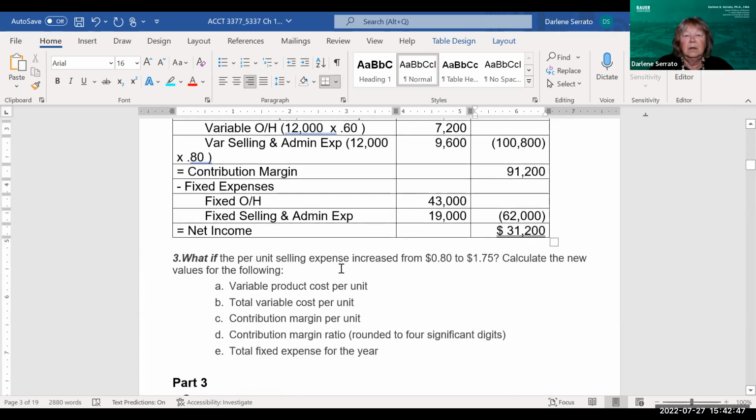Then, if selling expenses increased, product costs have no change. Total variable cost increases. Contribution margin decreases. So contribution margin ratio decreases. Total fixed costs do not change. Okay.